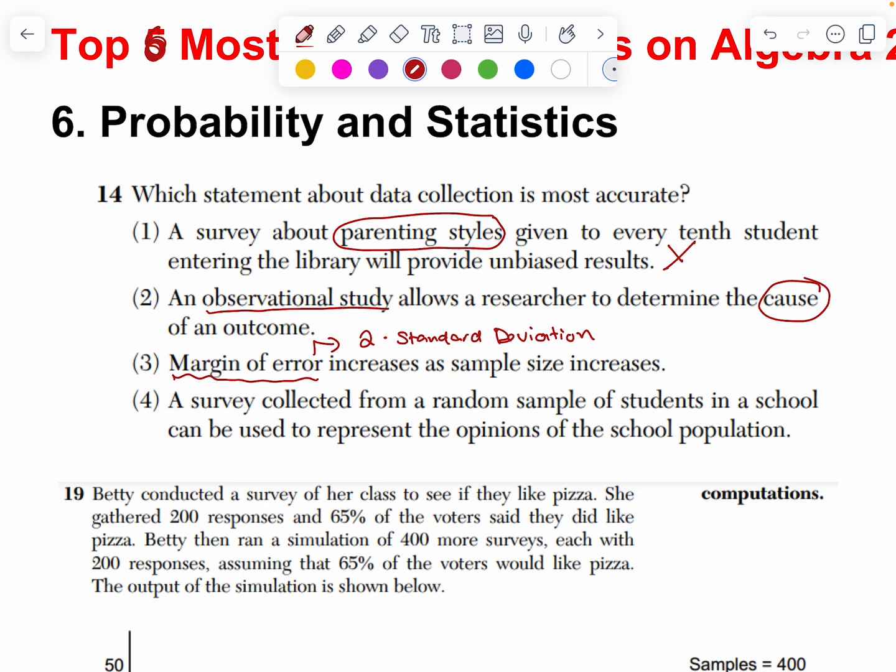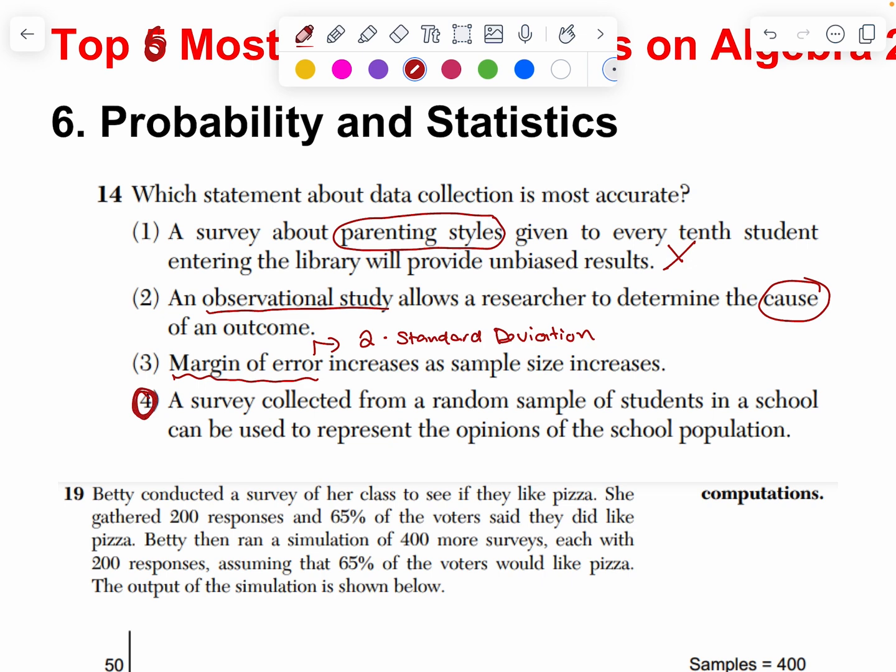I can have a list of 1,000 numbers, and it can have the same standard deviation as a list of 100 numbers if the numbers are basically around the same distance apart. So the sample size or the number of participants is not going to affect the standard deviation, which also is not going to affect the margin of error. So that means option 4 has to be our answer, but let's see why.